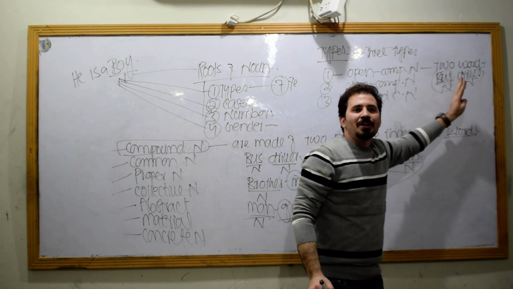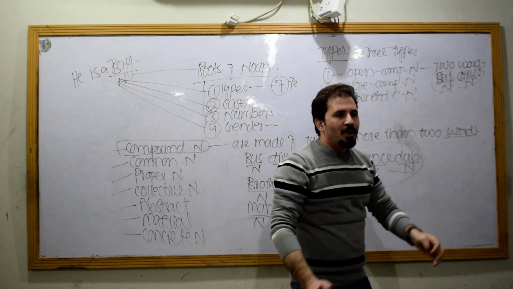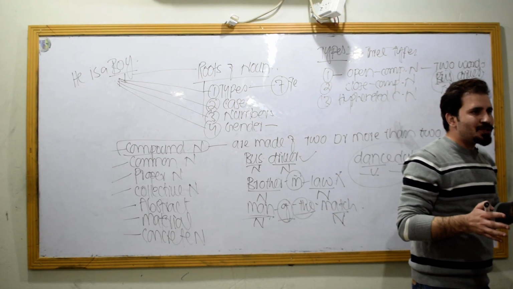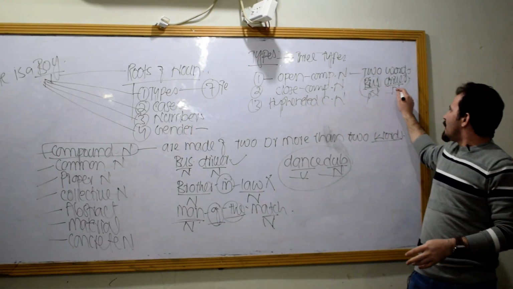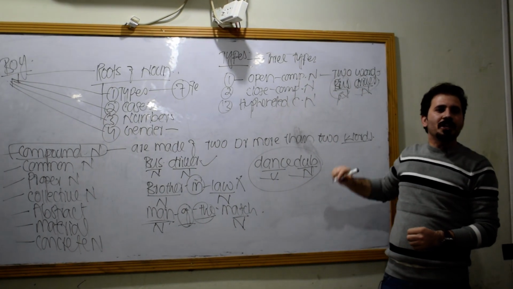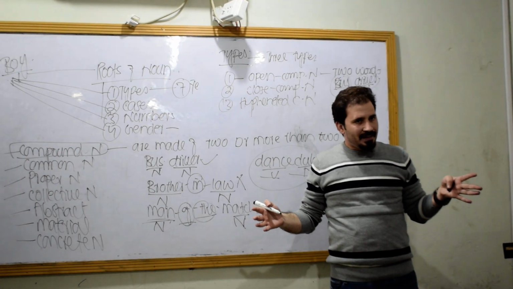So that's why we call it what? We call it open compound noun, when there is a space between two nouns. This is noun number one, this is noun number two, but there is a space, we call it open compound noun. Are you getting it?